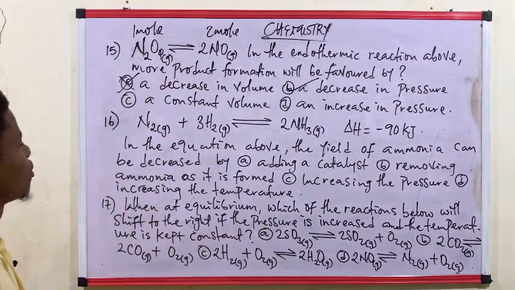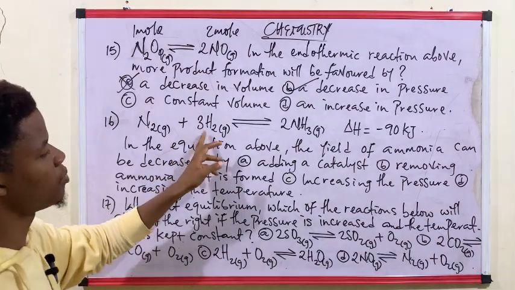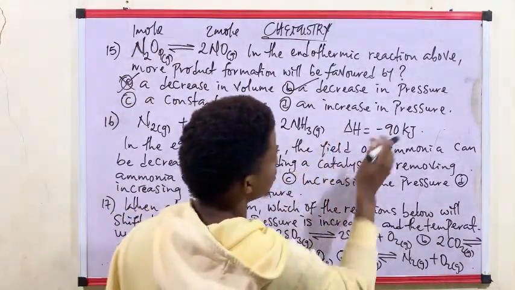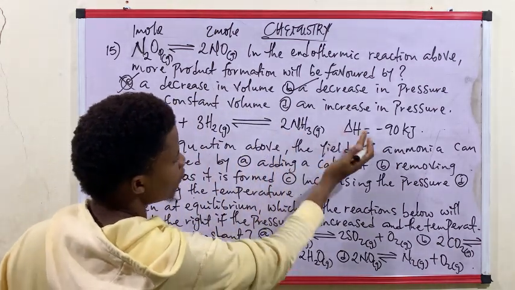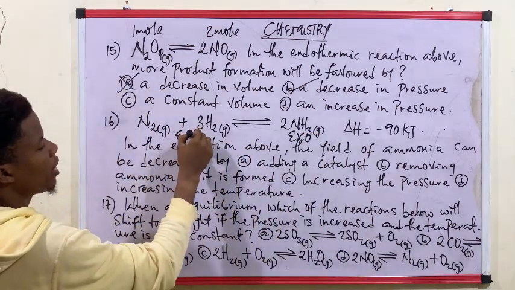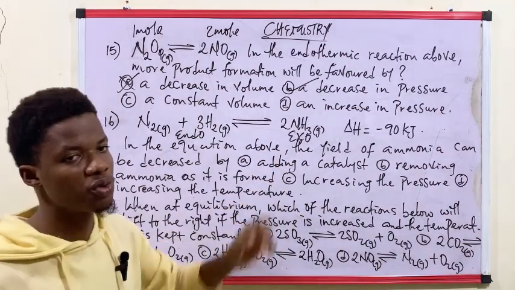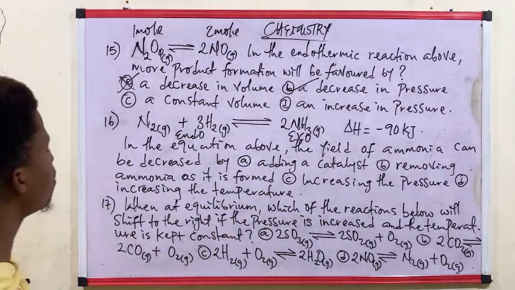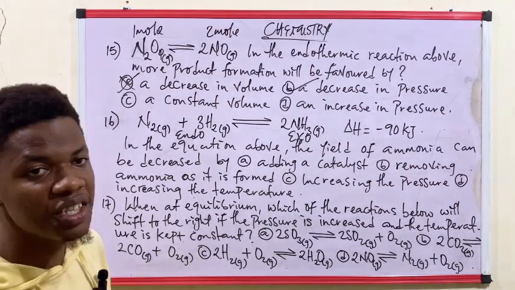Right? So question 16. N2, nitrogen gas, plus 3 moles of hydrogen gas to give us 2 moles of ammonia, NH3. Delta H is negative. That is telling us that the forward side, the product side, is exothermic, and this side is endothermic. In the equation above, the yield of ammonia can be decreased by what?